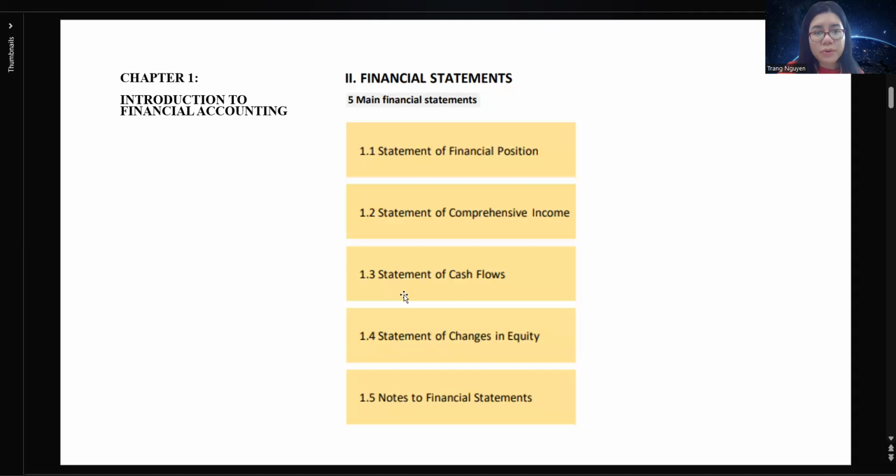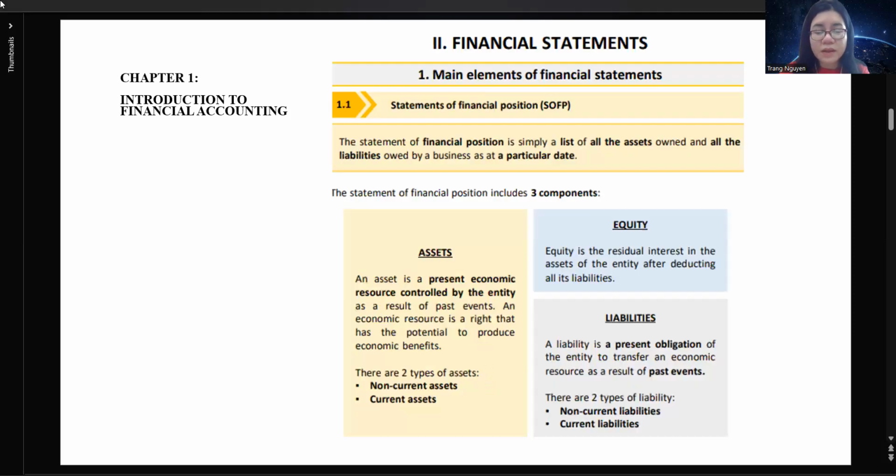So now we will come to the financial statements. In this section, financial statements, we will come to 5 main financial statements. There are statements of financial position, statements of comprehensive income, statement of cash flows, and statements of changes in equity. And the last but not least is the notes to financial statements.